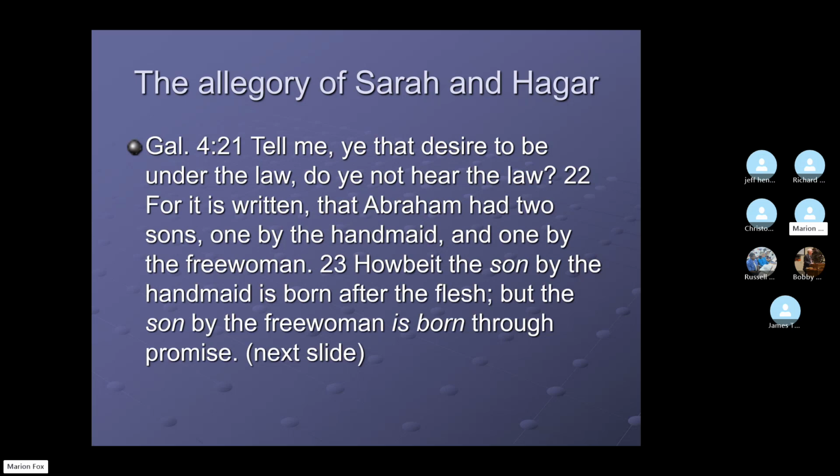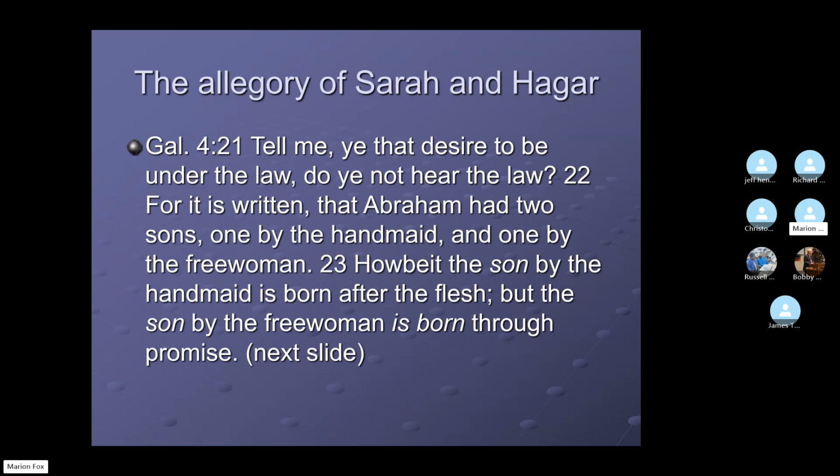For it is written that Abraham had two sons, one born by the handmaid and one born by the free woman. So he goes back to prior to the law. He goes back to the time of Abraham, which was under the patriarchal system. So he had two sons, one by the handmaid and one by the free woman. Now the handmaid was Hagar or Agar, and the free woman was Sarah.